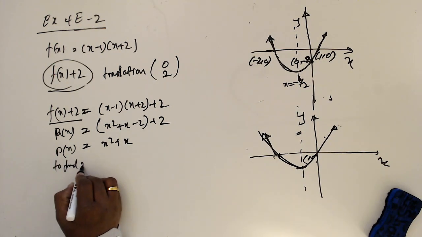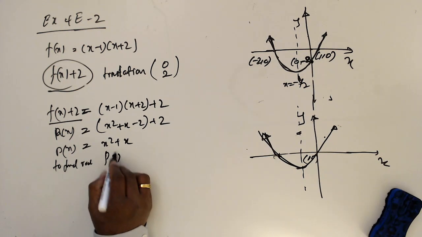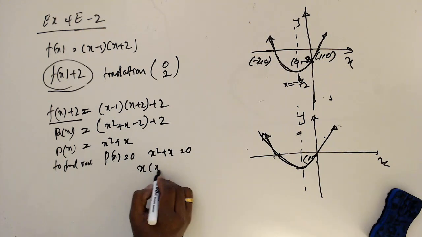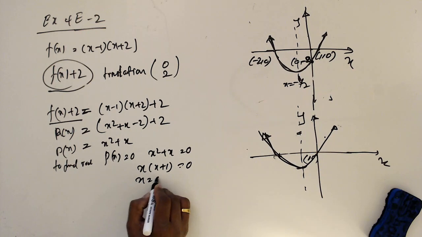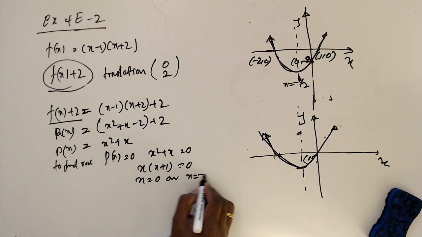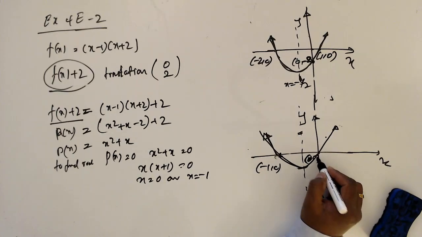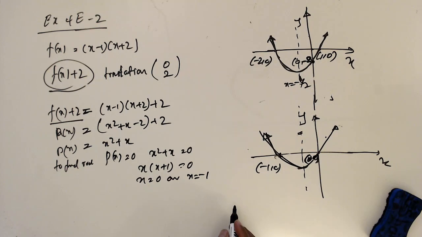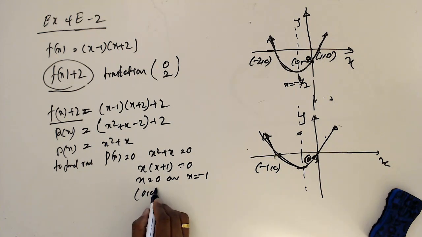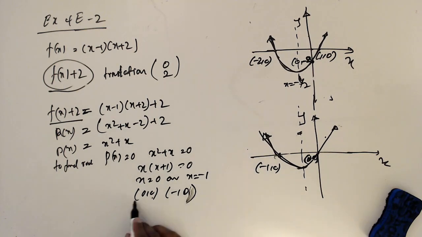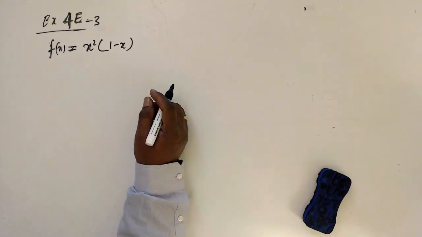To find roots, p(x) equals 0, then x squared plus x equals 0, x times (x plus 1) equals 0, x equals 0 or x equals minus 1. So this is minus 1, 0, and this is 0, 0. When the y value equals 0 at the x-axis, when x equals 0, y is also 0. You can look at it this way as well. So this is the curve.